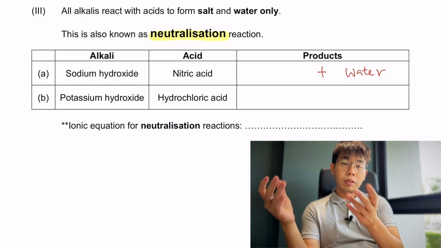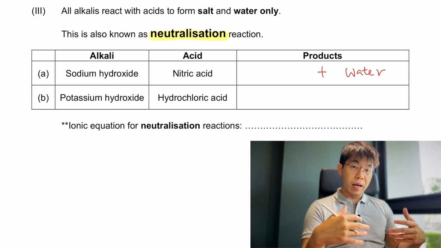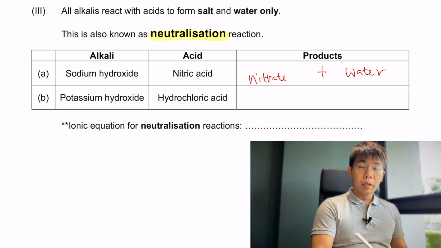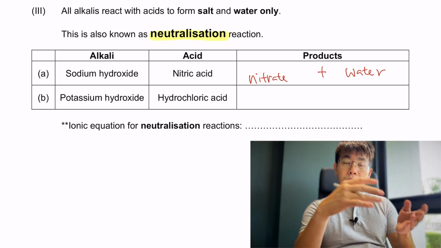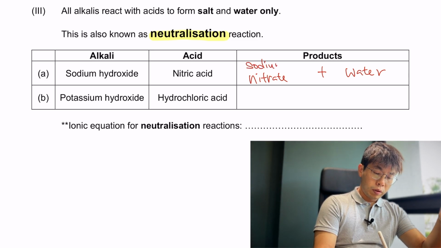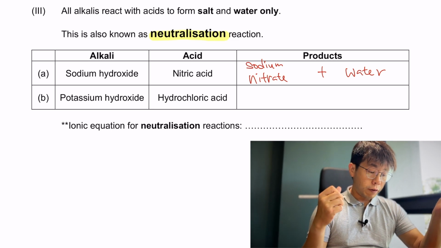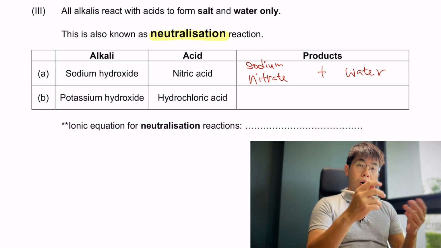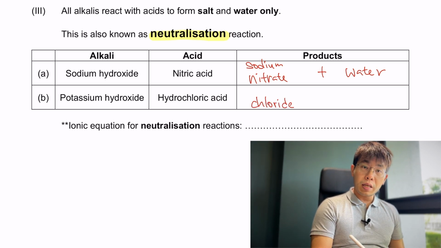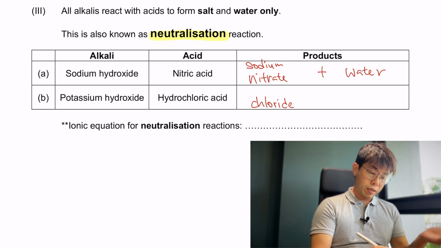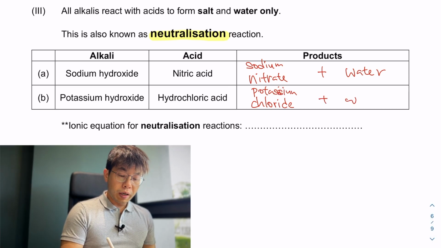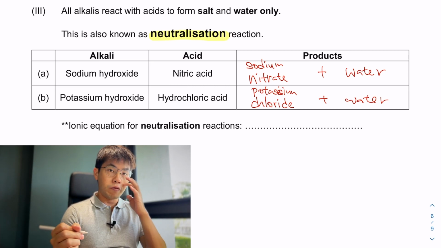Now the name of the salt: we can start from the acid. Anything that reacts with nitric acid will form a nitrate, so sodium hydroxide will react with nitric acid to form sodium nitrate. Similarly, when we have potassium hydroxide with hydrochloric acid, all salts formed from hydrochloric acid are known as chlorides, and the metal part is potassium. So we get potassium chloride.